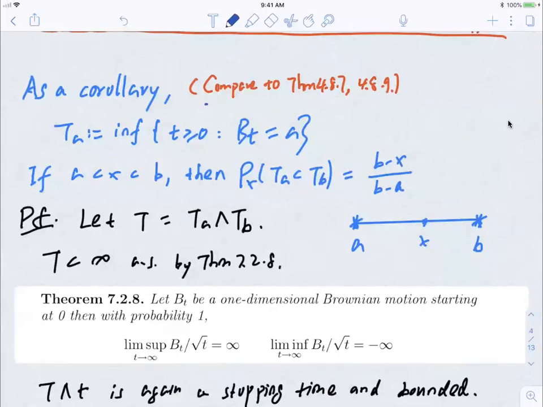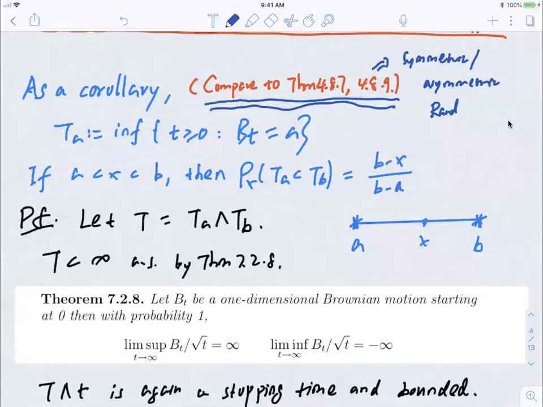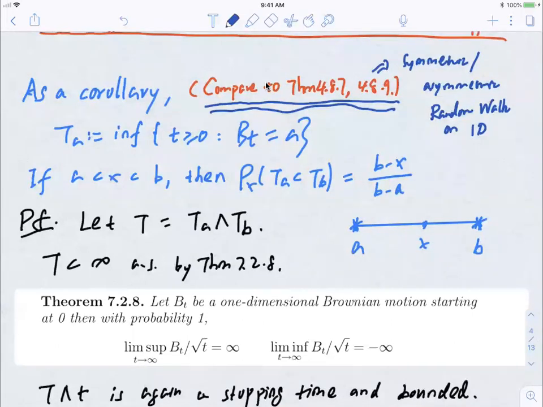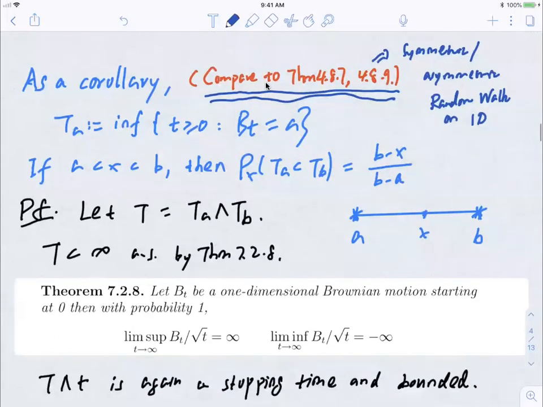Okay. So as a corollary, here you can compare to Theorem 4. This is for random walk, symmetric or asymmetric, on 1D. So we have exactly the same result for random walk. The result is very easy.